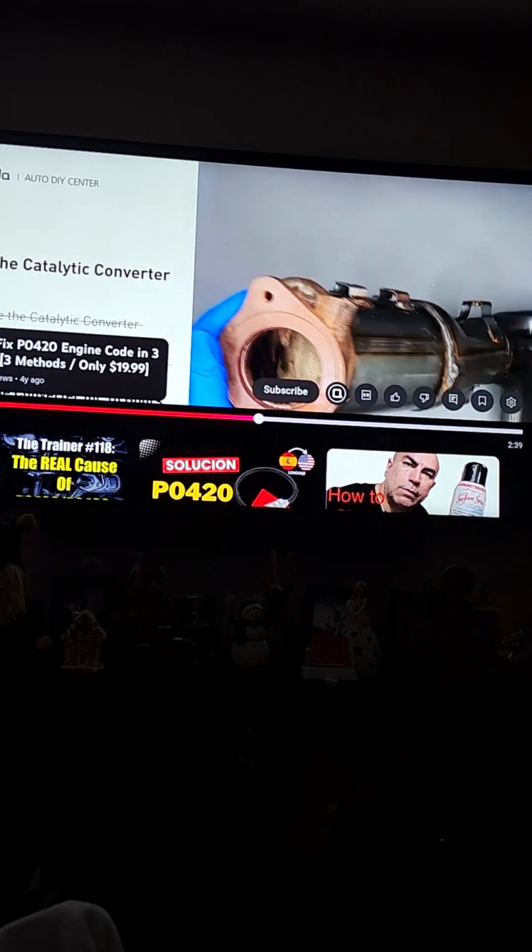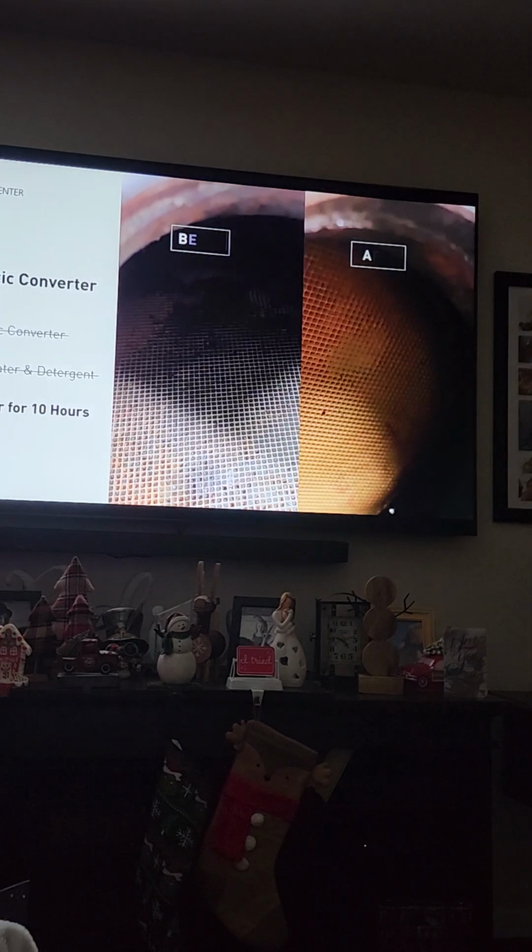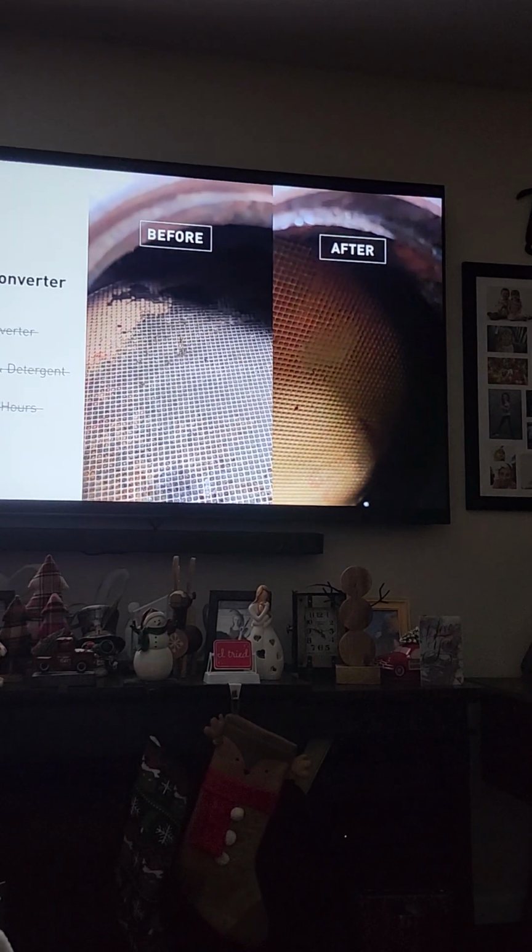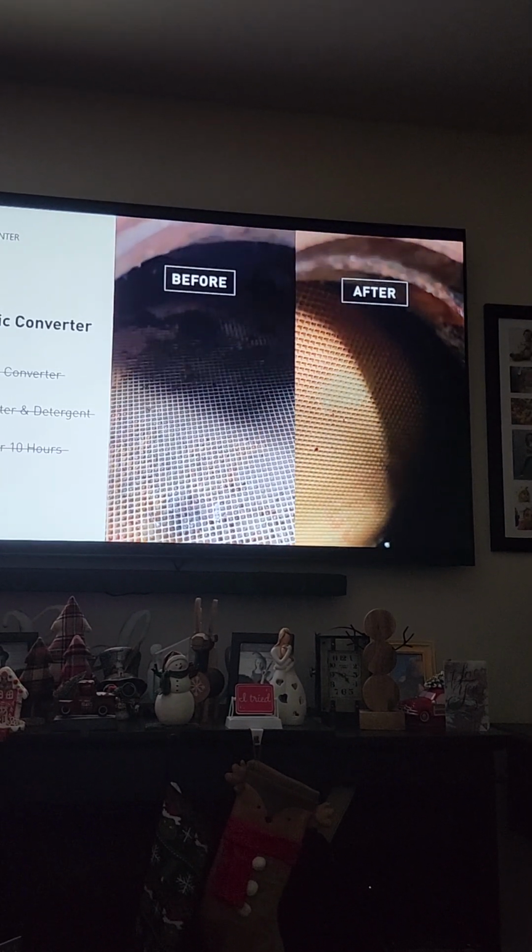Now, if you have a diesel vehicle, whole different scenario. So let's keep going forward. Remove all the crud that's inside of it. See, by looking inside the converter, there are all kinds of little honeycomb shapes. Yeah, it's plugged with carbon and raw fuel and oil. That's not a good thing.